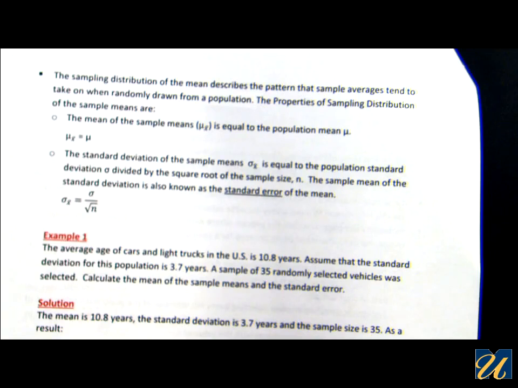The standard deviation of the sample means, sigma x bar, otherwise called the standard error of the mean, is equal to the standard deviation over the square root of the sample size. So once again, 2 main properties of the sampling distribution. Mu x bar is equal to mu. Sigma x bar, which is also called the standard error of the mean, is equal to sigma over square root of n.